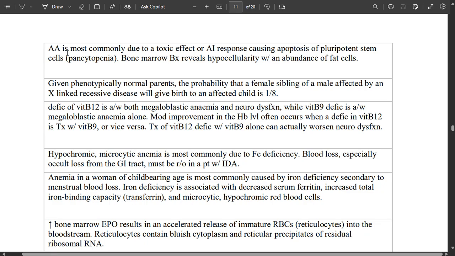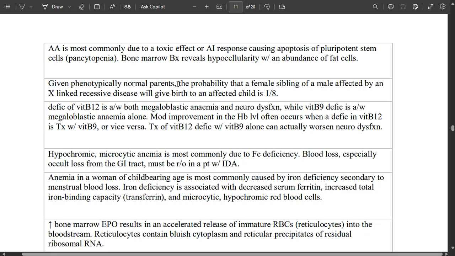Aplastic anemia means the bone marrow is infiltrated by any cells, for example, a tumor cell due to a toxic effect, and there are several drugs that cause aplastic anemia like chloramphenicol, or any autoimmune response that causes pluripotent stem cells inside the bone marrow to be deformed, which leads to decrease in all cell lineages. So bone marrow biopsy reveals hypocellularity with evidence of fat cells. So it makes sense. Now let's talk about phenotypically.